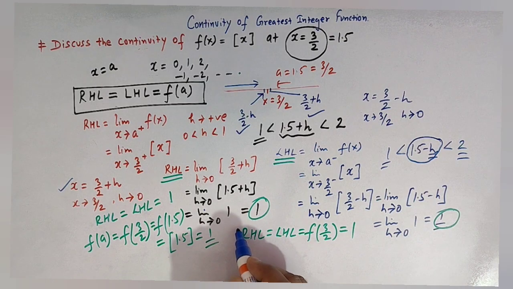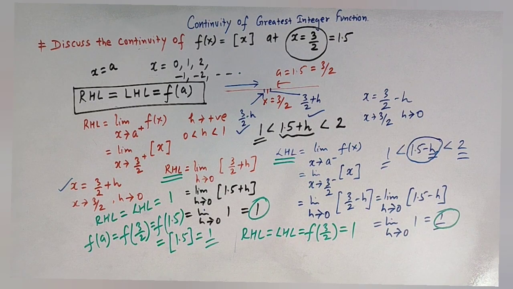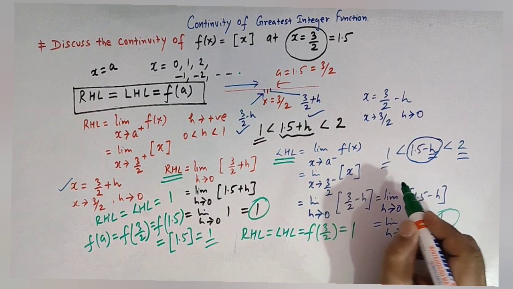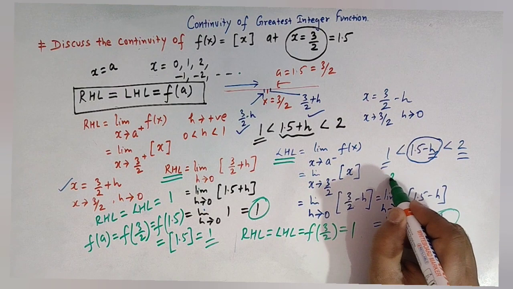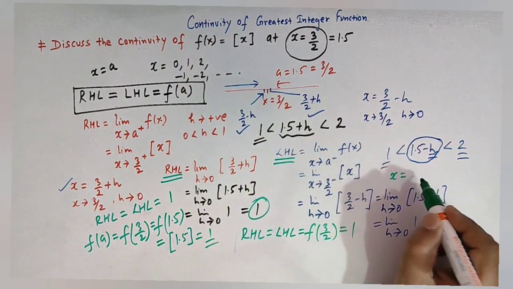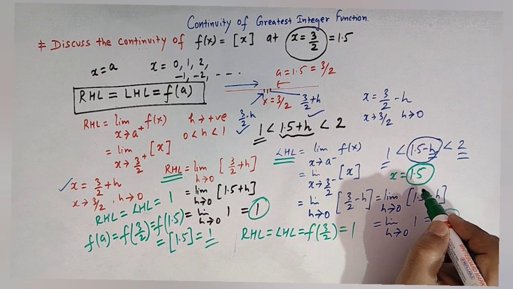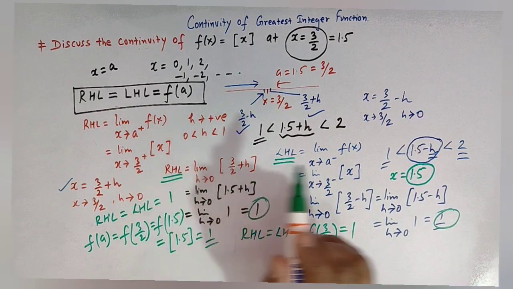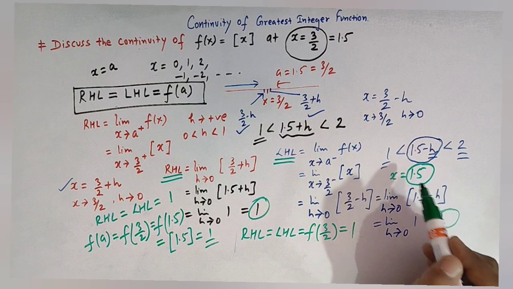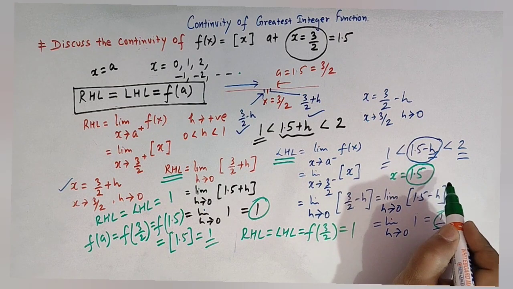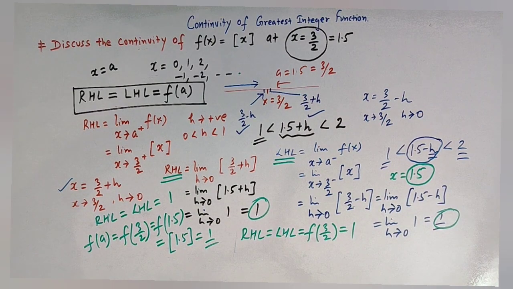So now we claim that this function, that is greatest integer function, is continuous at the non-integral points, right? So here we have the point x is equal to 1.5, and this is a non-integer, right? So the greatest integer function is continuous at the non-integral points.